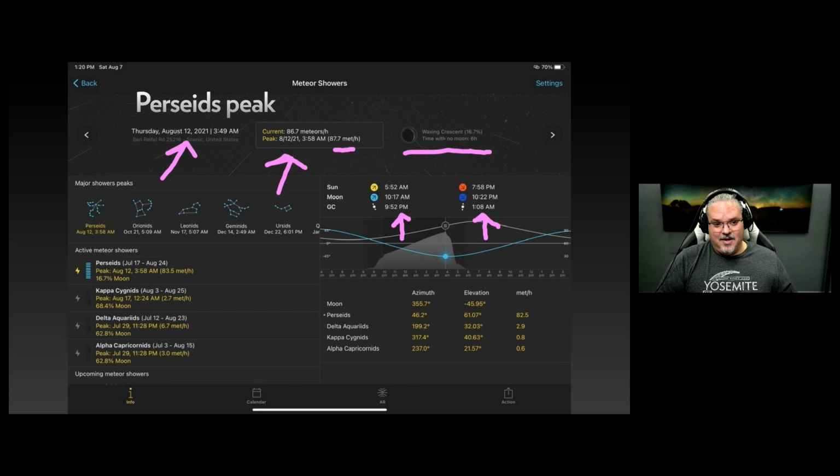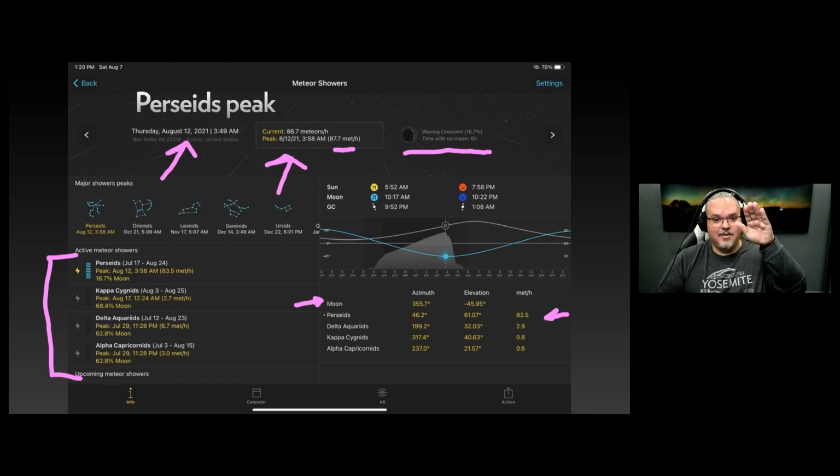So, since part of the Perseus is in the Milky Way at that time, it's good to know that. You also see those same energy indicators over here, and you're going to see some other interesting things here, like the moon's azimuth and elevation, how many meteors per hour there are over here for the Perseids, and its azimuth and elevation. The elevation being really important, like 61 degrees above the horizon. So it's going to get up pretty high. Above 45 degrees, yeah. So you're going to need to have a wide angle lens. That's what that tells you right there.